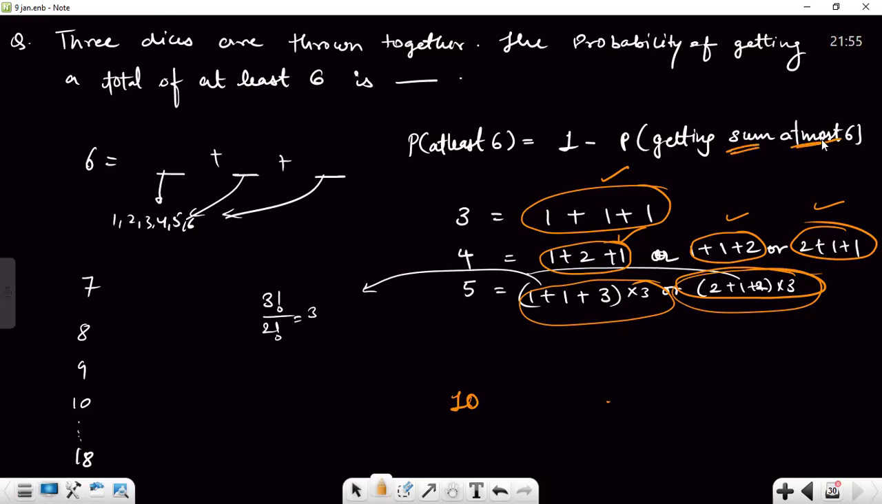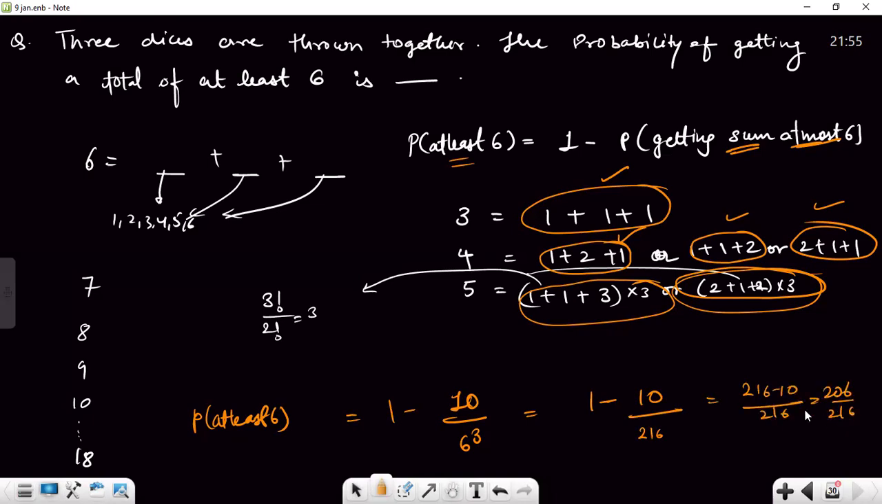for getting a sum of at most 6 is 10, divided by the total number of possible cases, 6 raised to power 3. 1 minus that is the probability of getting the sum at least 6. That becomes 1 minus 10 by 216, since 6 cubed is 216. 216 minus 10 divided by 216 is 206 divided by 216. If we divide by 2, 103 by 108 is our answer.